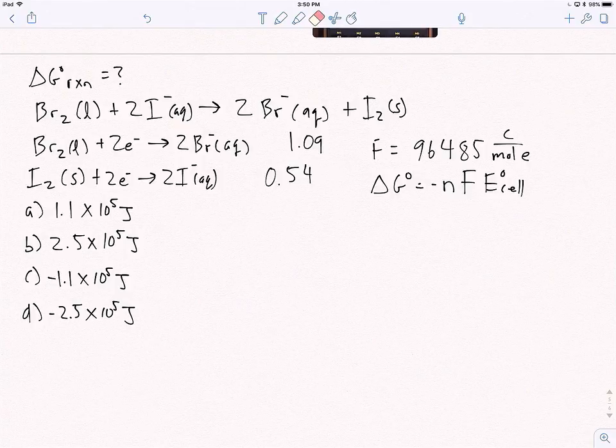So, in this equation, bromine is absorbing 2 electrons and iodine is going the other way, so it's 2 and 2, so N is 2. Bromine is reduced and iodine is going the other way. Oh, I got it backwards.